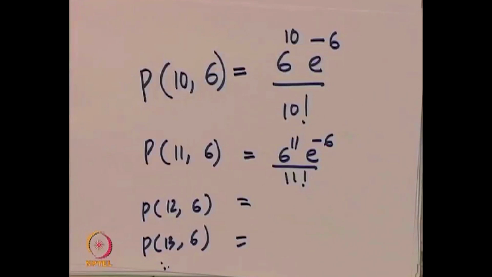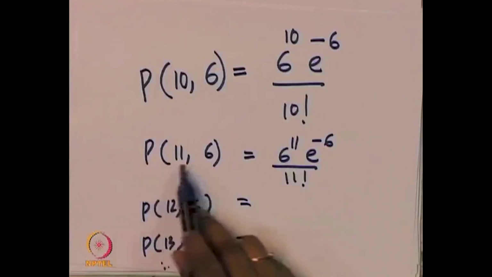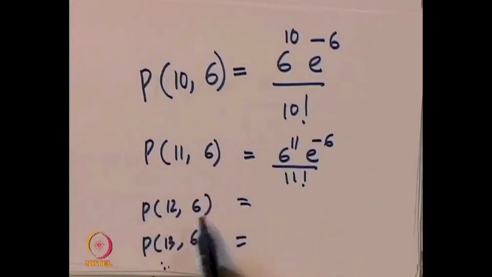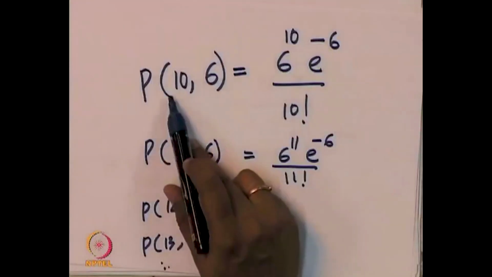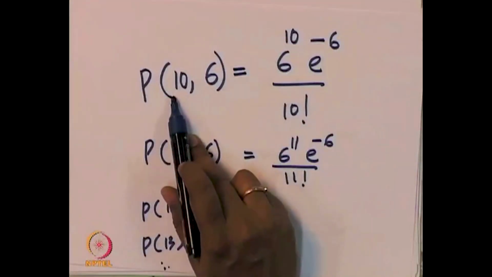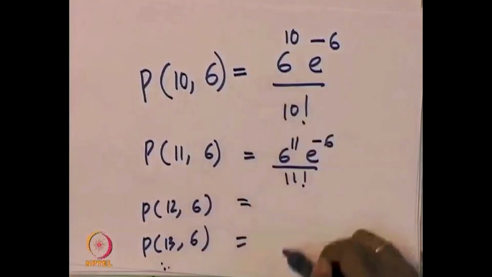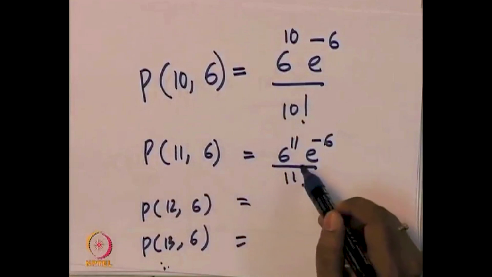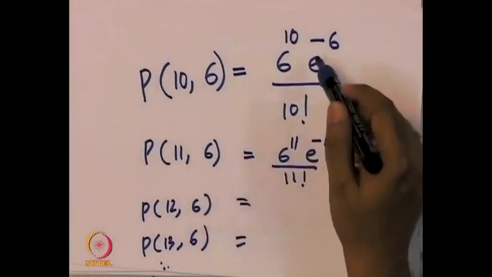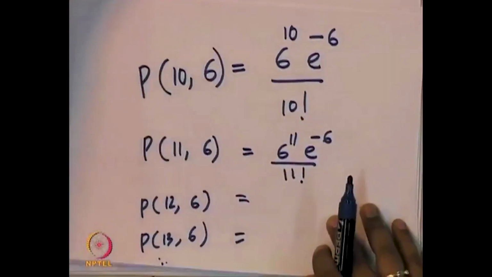That means sometimes it can be 11 mangoes, sometimes it can be 12 mangoes, sometimes it can be 13 mangoes; at least 10 you should get. So, it is the sum of all these probabilities, because even if you get 11, it is at least 10.